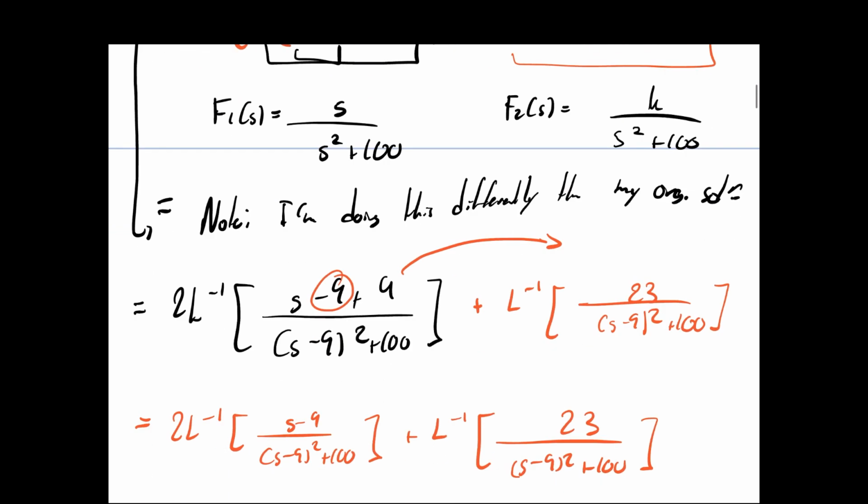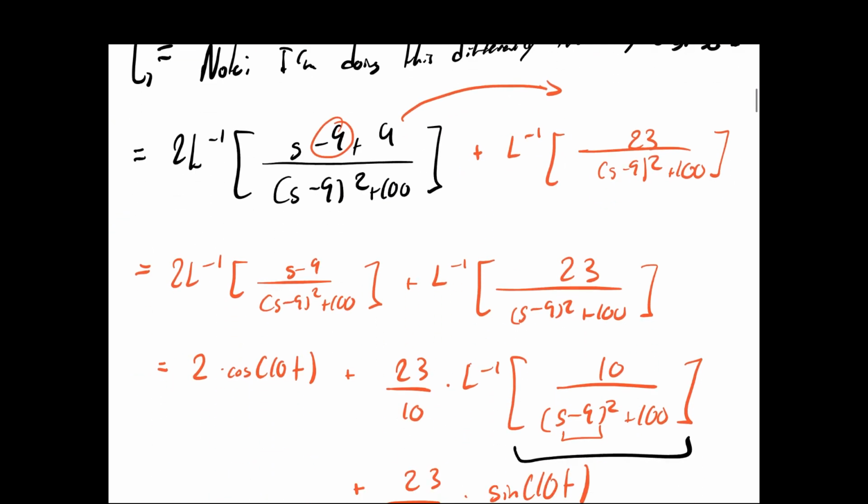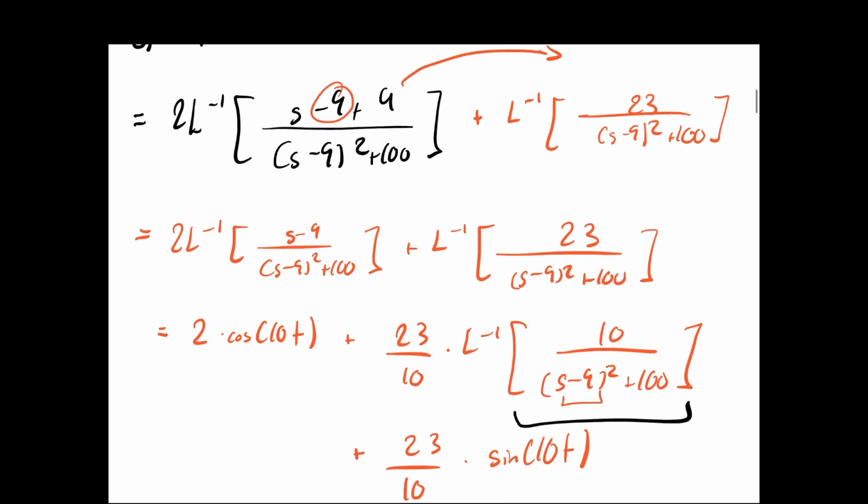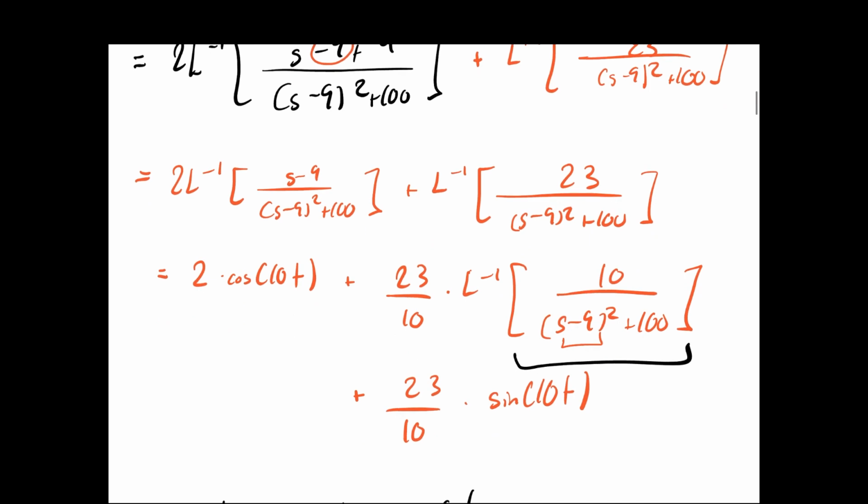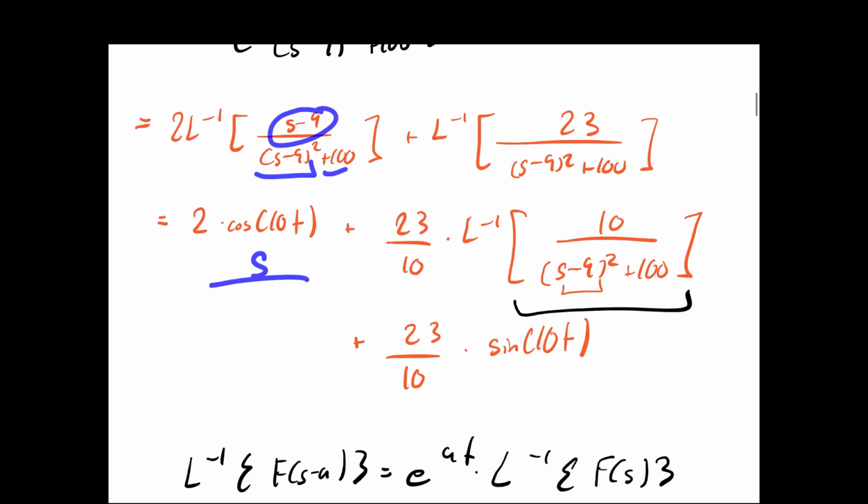And so now that we understand where we got the 23 from, we really want to focus on what's going on here. Everything else up until this point has just been preparing it for what we're about to do now. So I have my (s minus 9) over ((s minus 9) squared plus 100). This is similar to s over (s squared plus k squared), is what I want to say.